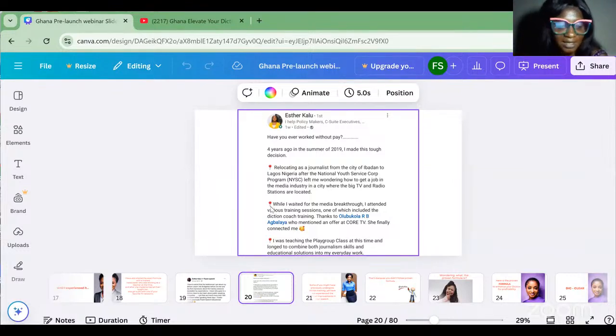So look at the second red icon where she said, while I waited for the media breakthrough, I attended various training sessions, one of which included the Diction Coach training, thanks to Olubukola R.B. Agbalaya, who mentioned an offer at Core TV. She finally connected me. So what am I trying to say is, I didn't connect her because I had connections. No. First, I got that opportunity because of how I sounded.